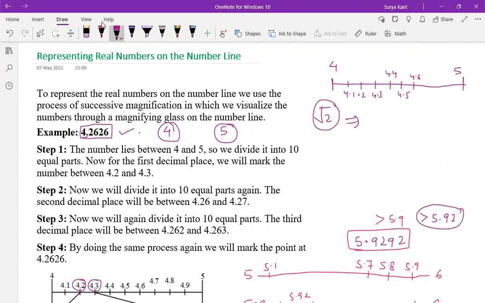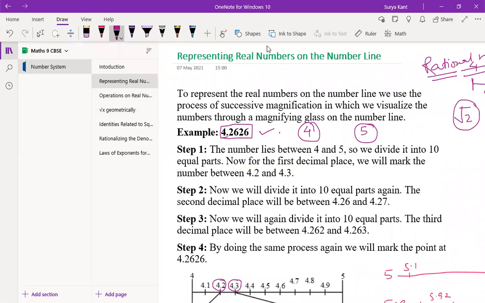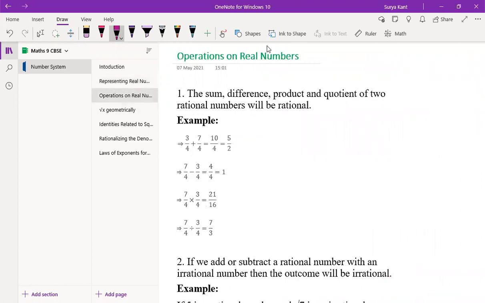Till now we have read representing real numbers on a number line. We have discussed only rational numbers actually. We have to do the irrational part in a further topic. Right now we did only rational numbers. Then further we'll discuss, this is my fourth part, okay? So next, the third part is operations on real numbers.